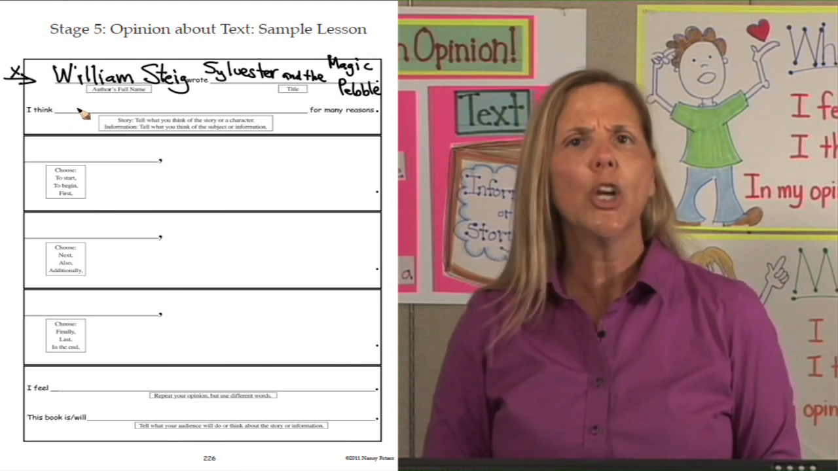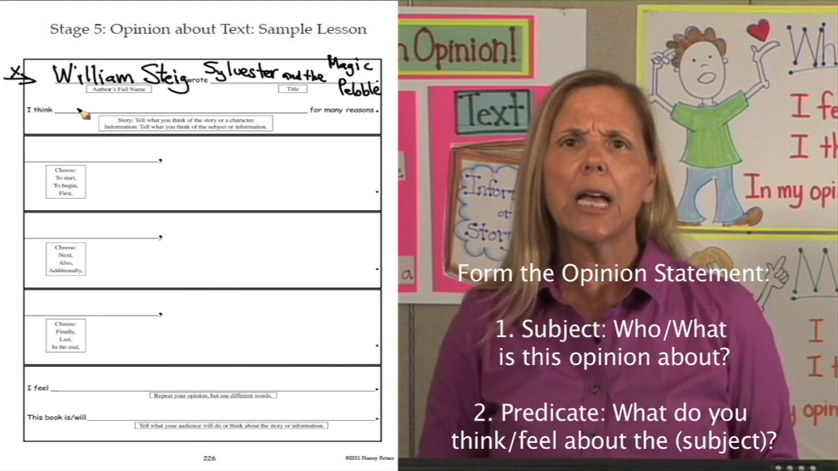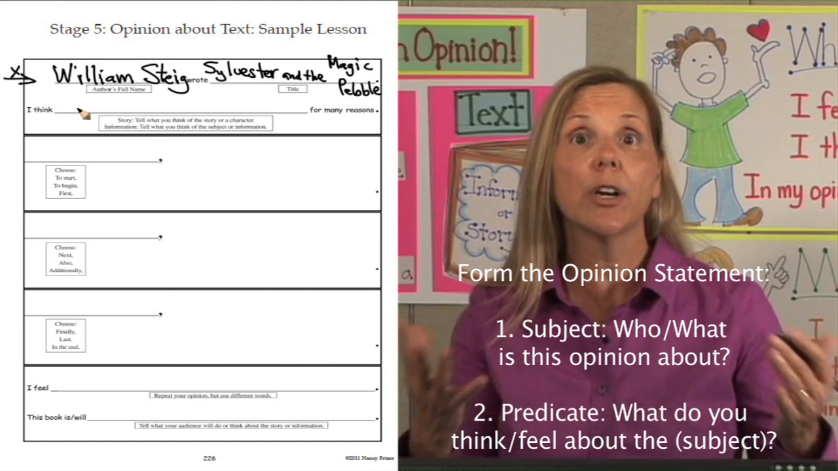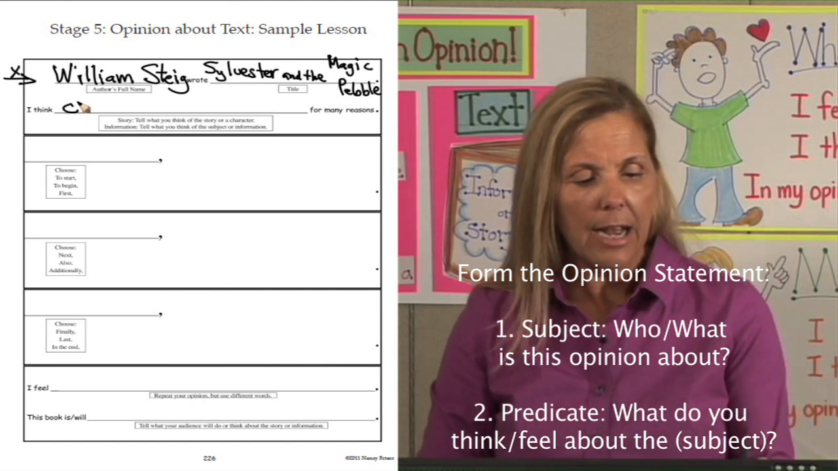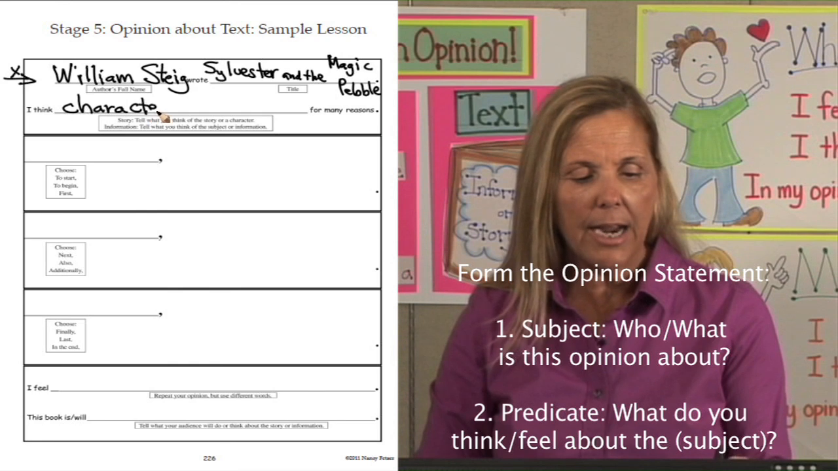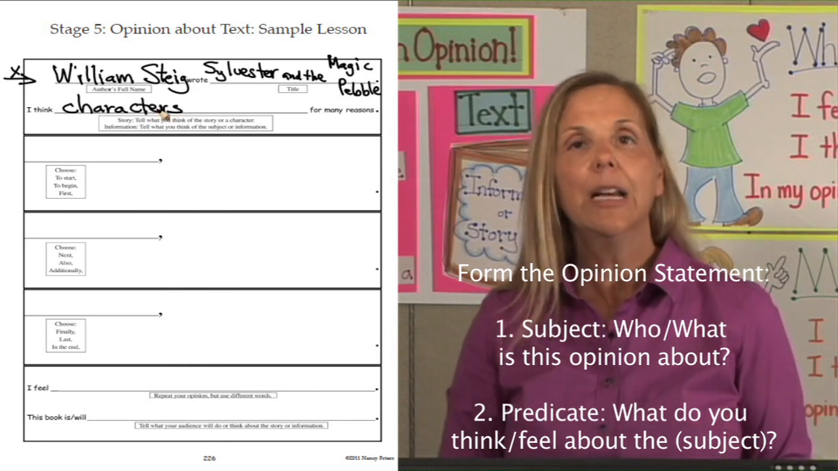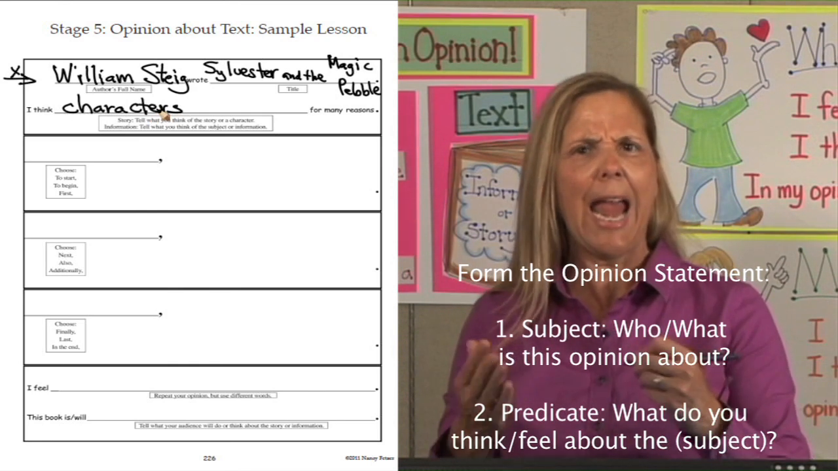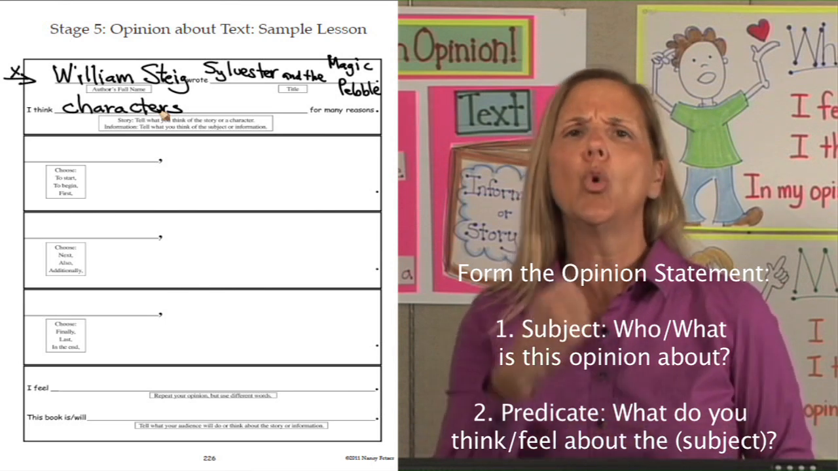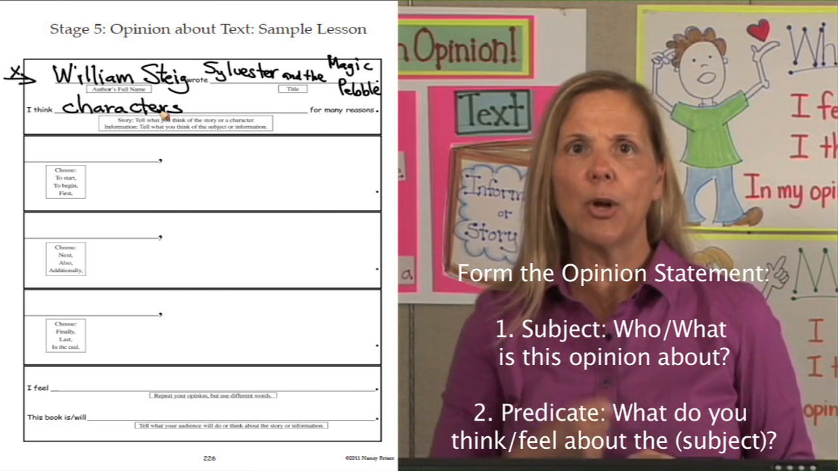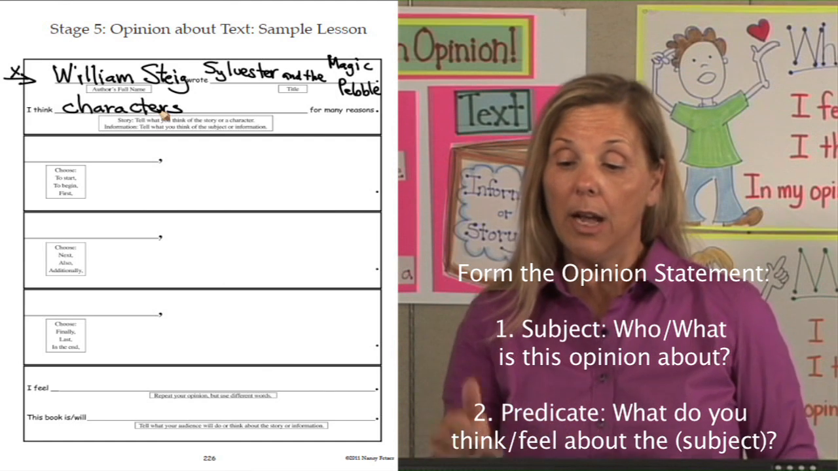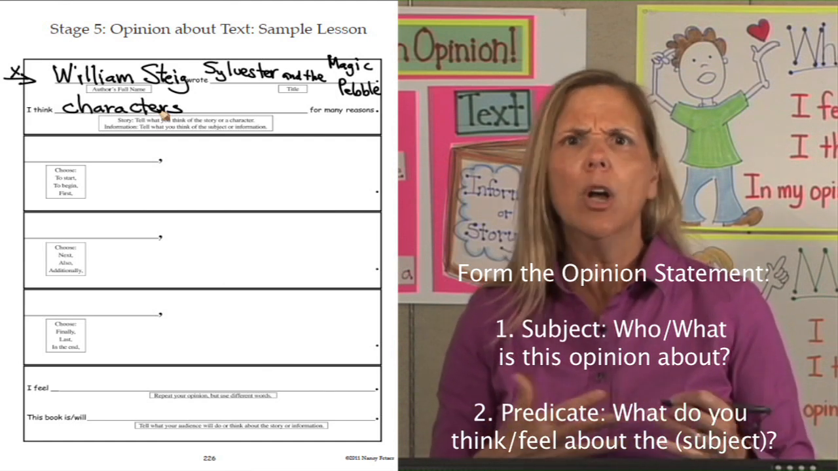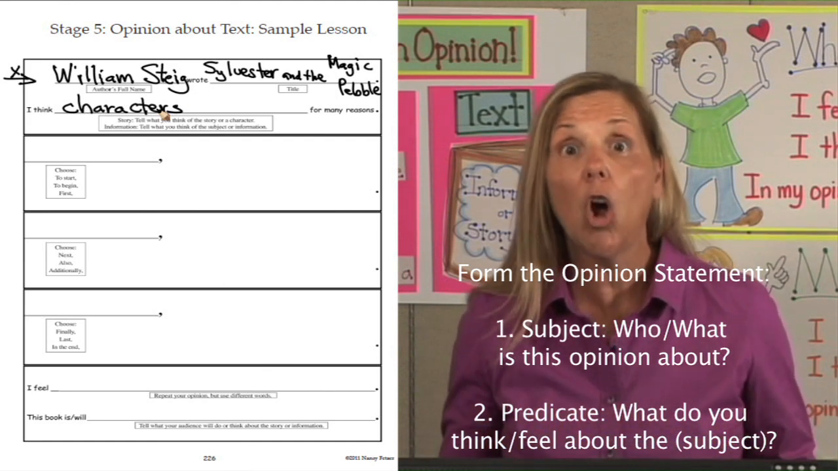I think what? Who or what is this opinion about? The characters in the book. Let's write that. I think many of the characters, let's put that. I'm just going to write the word characters. I can add words as I go along. So who or what is the opinion about? The characters in the book. What's our opinion? I said they are kind. So we could say they are kind-hearted.